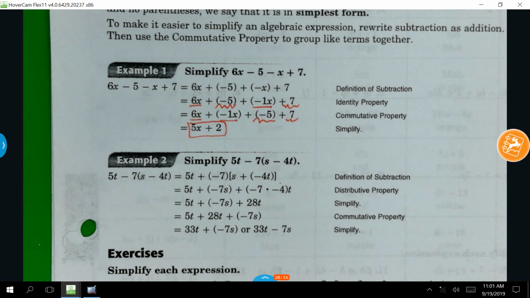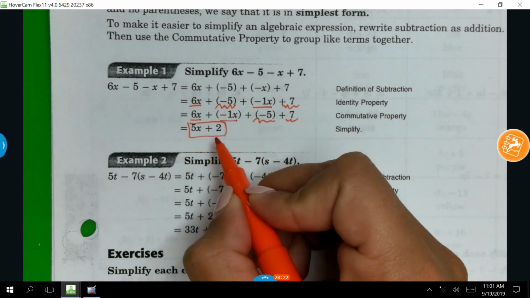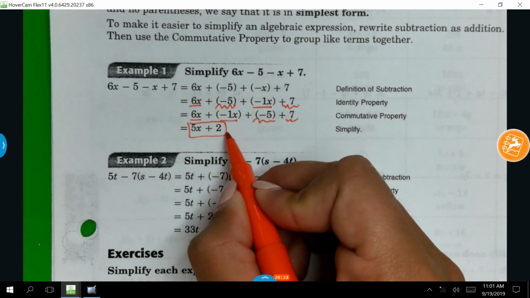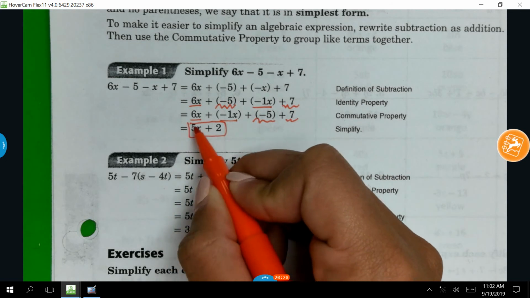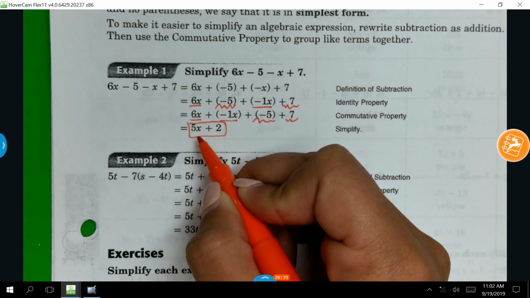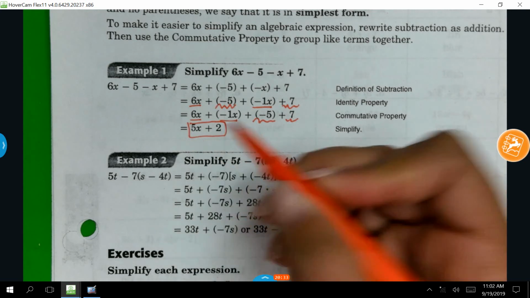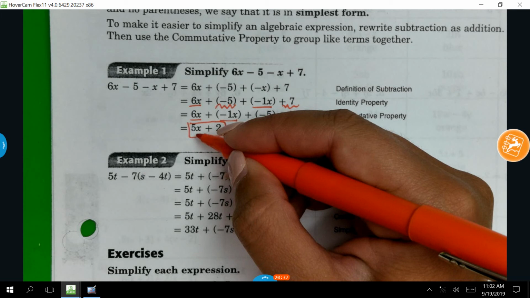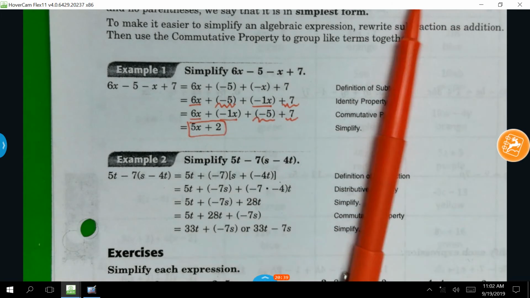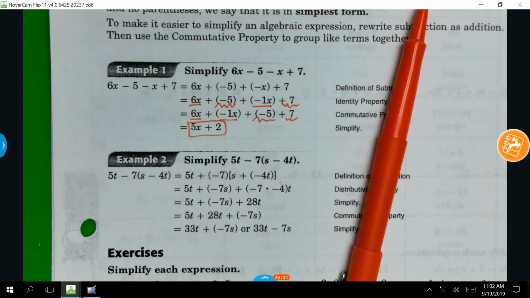Why can't it end up being 7x? Because they are not like terms. One of them has an x and one does not have an x. When you see that 5x, that means 5 times some number. So if you knew what x was, if x was 2, you would have to do 5 times 2 first, which would give you 10, and then 10 plus 2, which would give you 12, which would not be the same as saying 7x. Does that make sense?